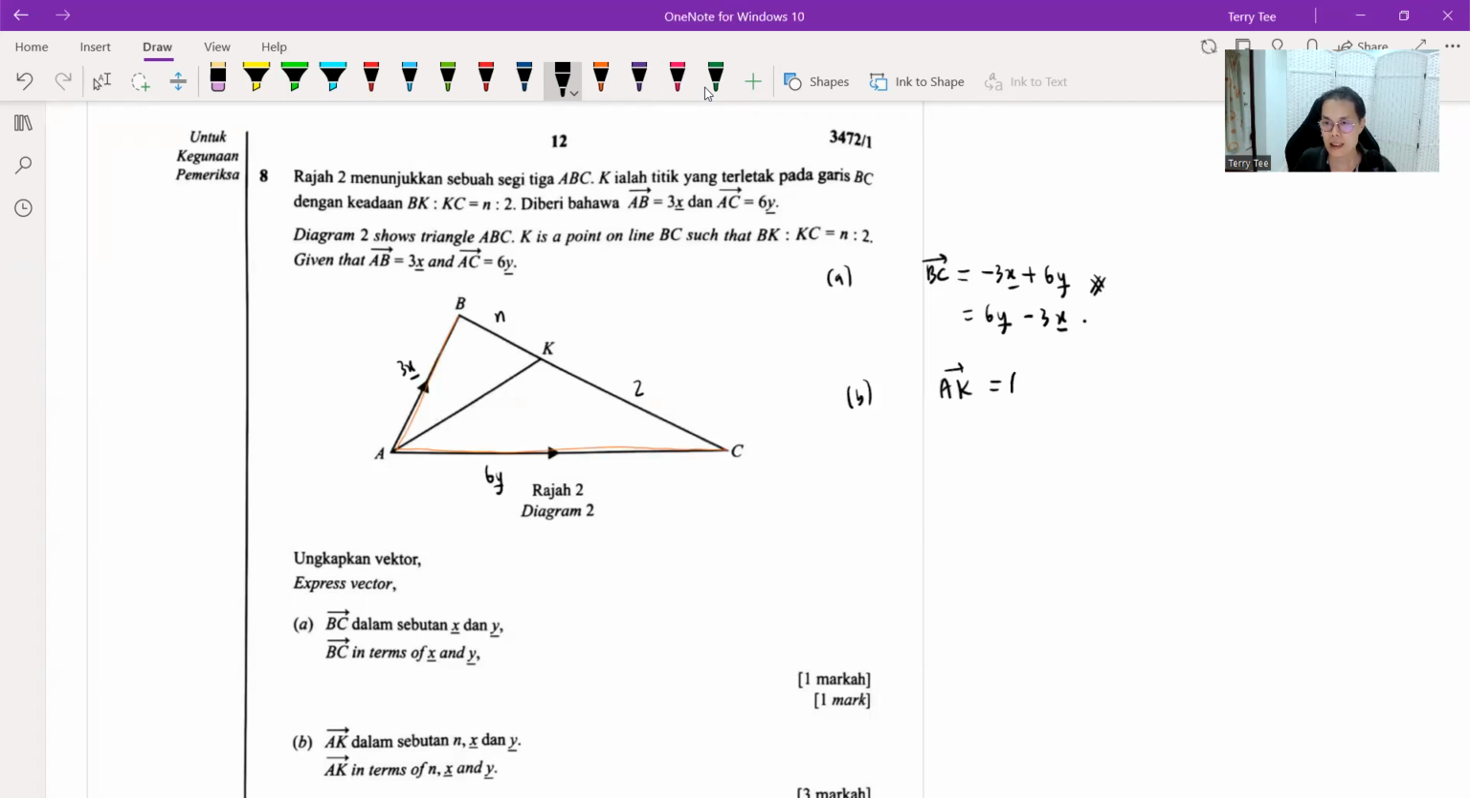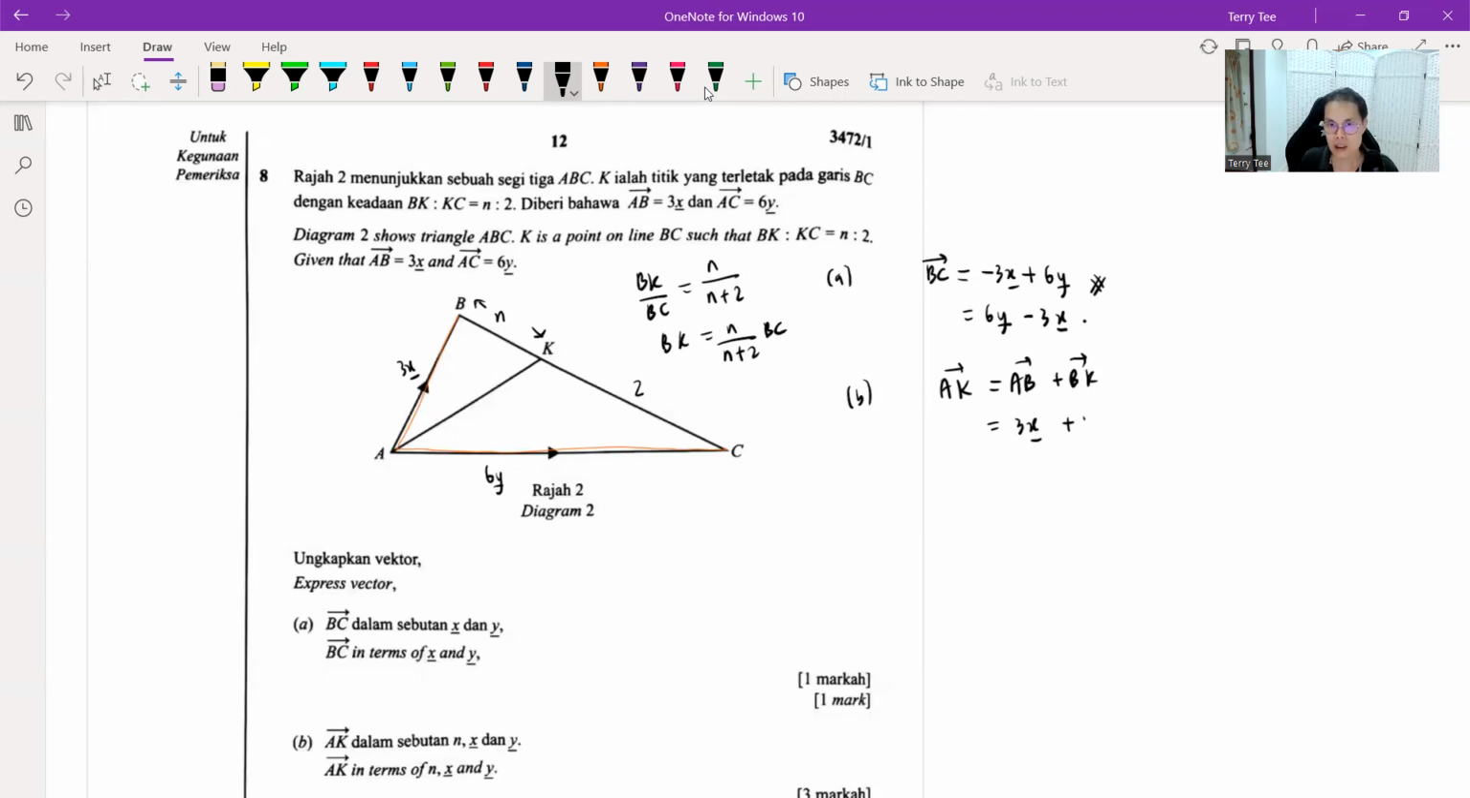AK is A to B plus B to K. Now, A to B is 3x. B to K, okay, you have to look at this. Now, BK is a fraction of BC. BK over BC, you can see, the ratio is n. The whole thing is n plus 2. So when you multiply up, your BK is just n over n plus 2 of BC.